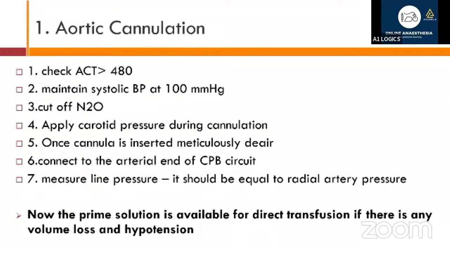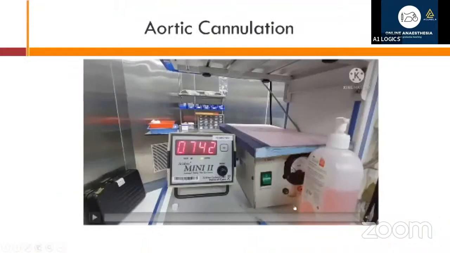Once an aortic cannula is secure in the patient, the prime solution, which is in the CPB, is available for direct transfusion into the patient. In case there is any crash, you can directly give it and the patient can be resuscitated with the help of an aortic cannula. So let us see a video of how we do an aortic cannulation.